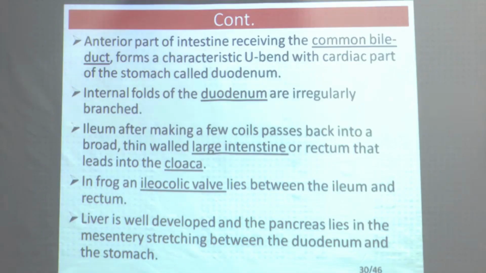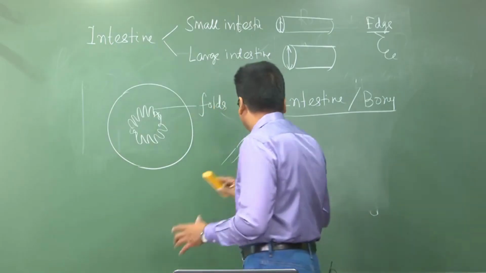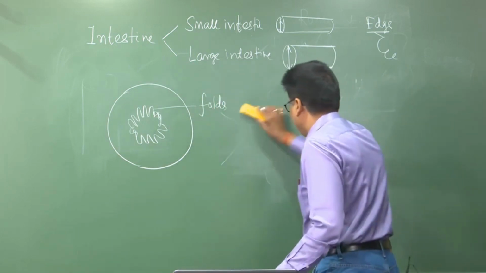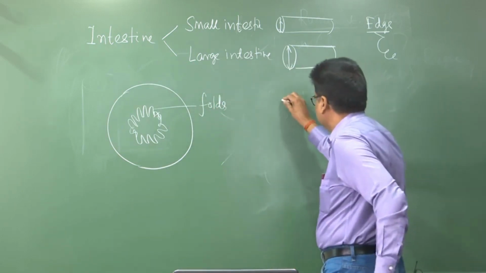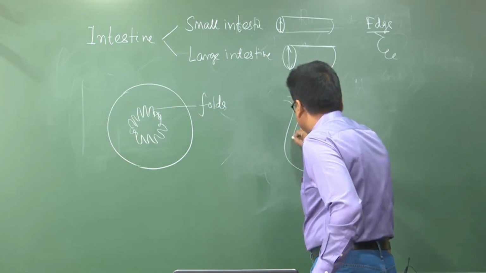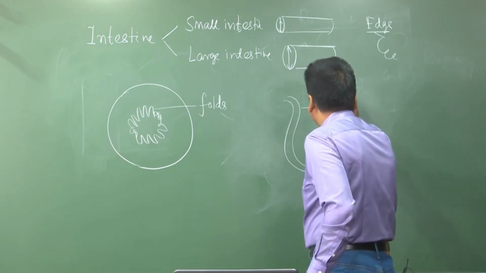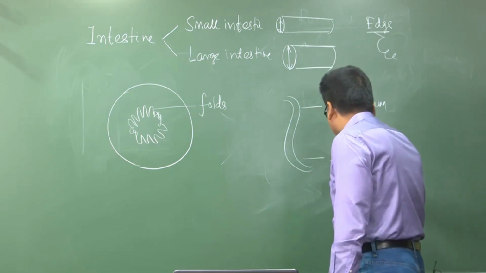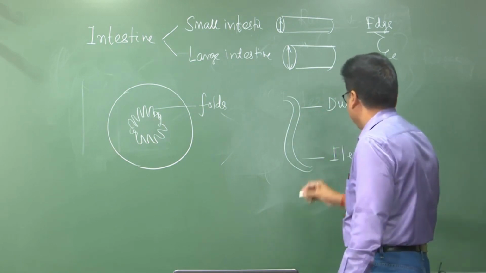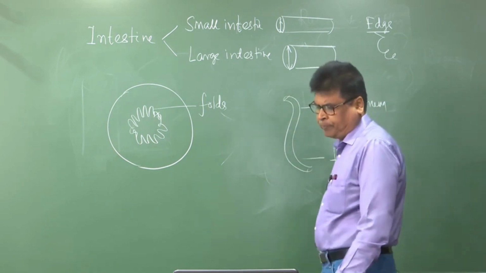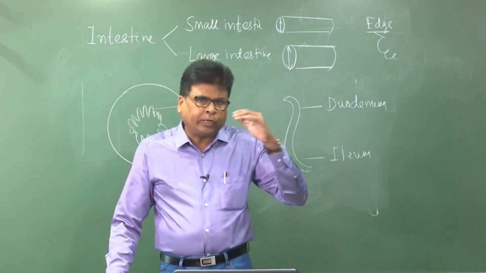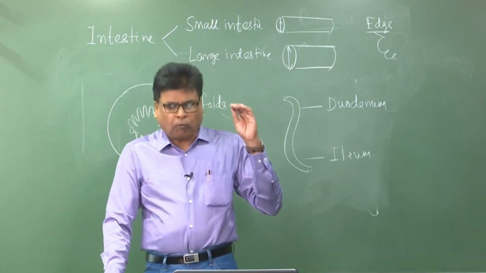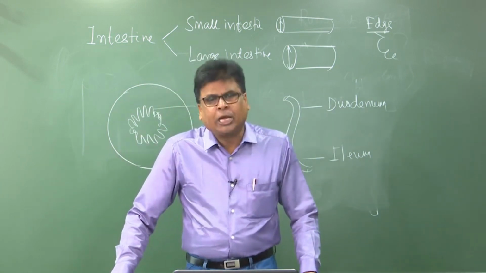Internally, the folds of the duodenum are irregularly branched. In amphibia, two parts are there: the duodenum and the second part, the ileum. For example, if this is the intestine, this anterior part is known as the duodenum, and this other part is known as the ileum. The internal folds of the duodenum are irregularly branched.